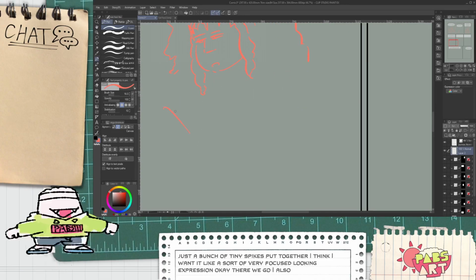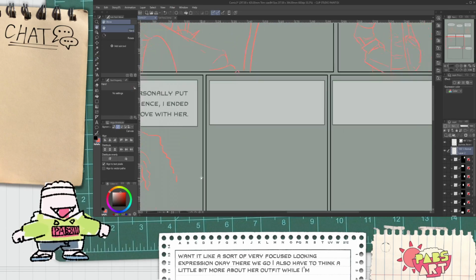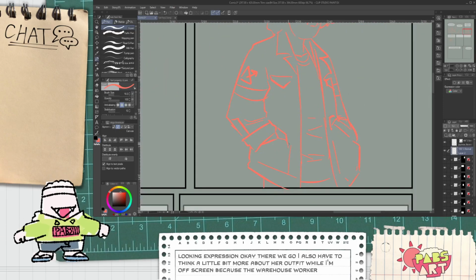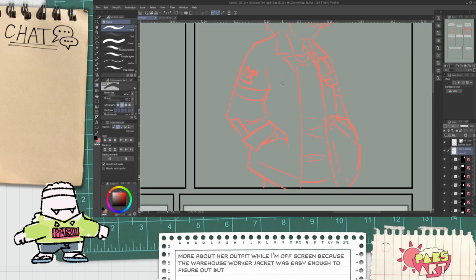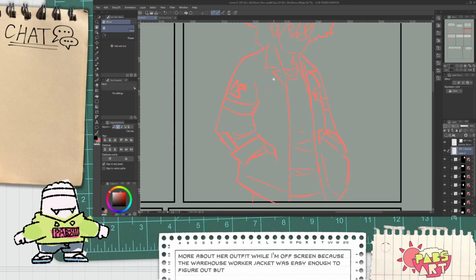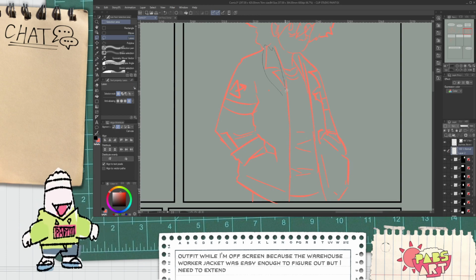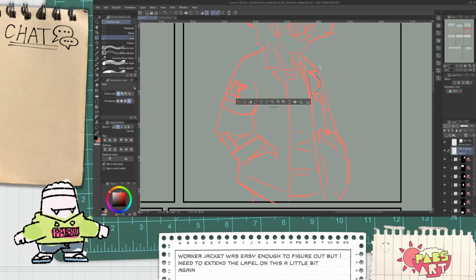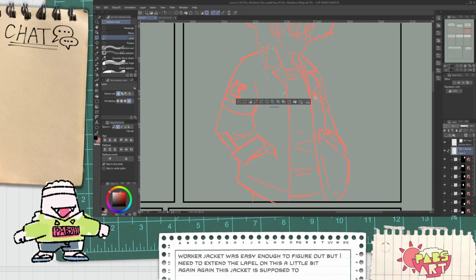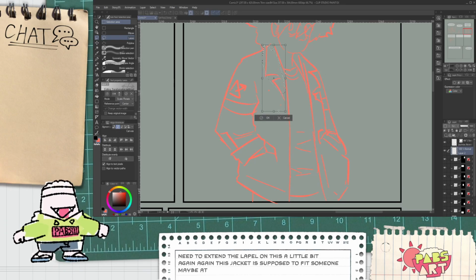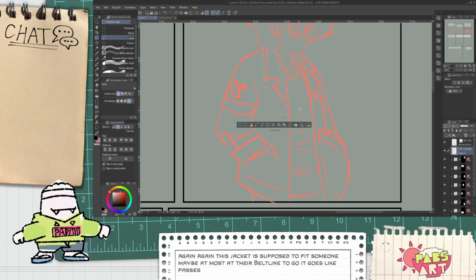I also have to think a little bit more about her outfit while I'm off screen, because the warehouse worker jacket was easy enough to figure out, but hang on. I need to extend the lapel on this a little bit again. Again, this jacket is supposed to fit someone maybe at most at their belt line. To him, it goes past his pocket line.